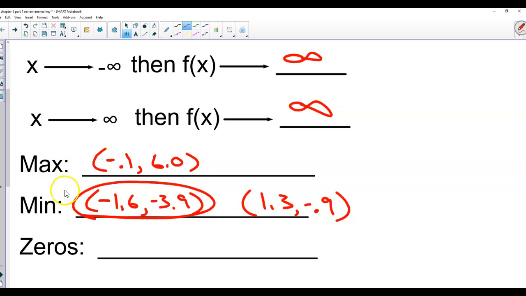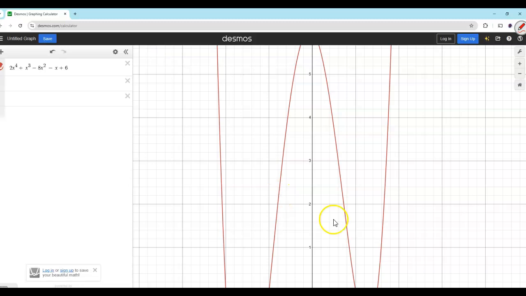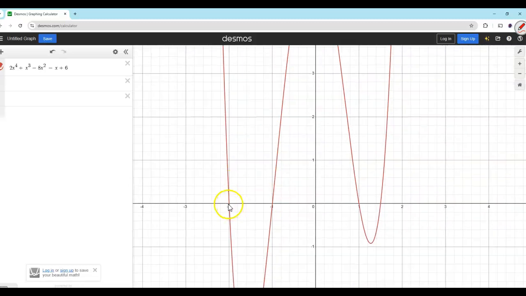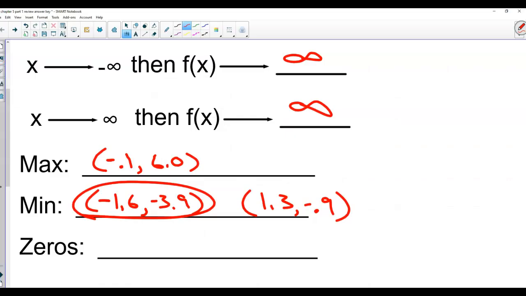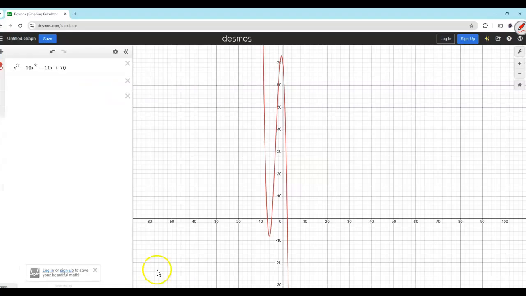And then for my zeros, once again, just following along the graph where we cross the x-axis. Negative 2, negative 1, 1, and 3 halves. So we have the negative leading coefficient and the odd degree.